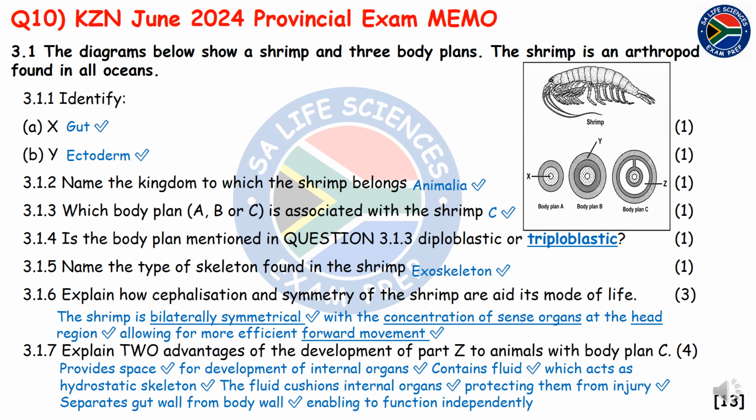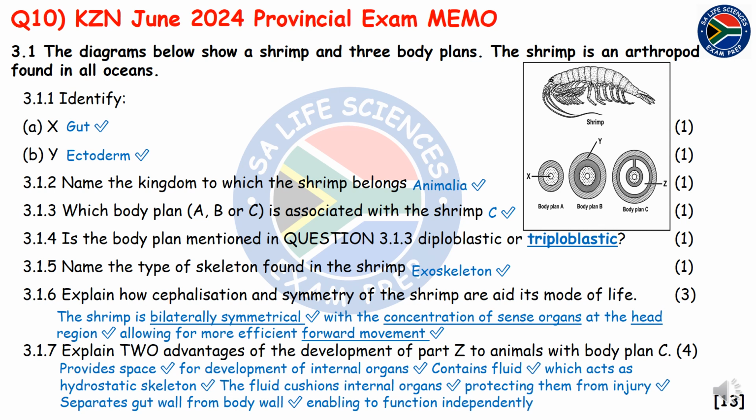How does this aid in its mode of life? This allows for forward movement. So we've stated the type of symmetry. We've stated the fact that it has its sense organs concentrated in the head region. And we've said that this allows for forward movement.